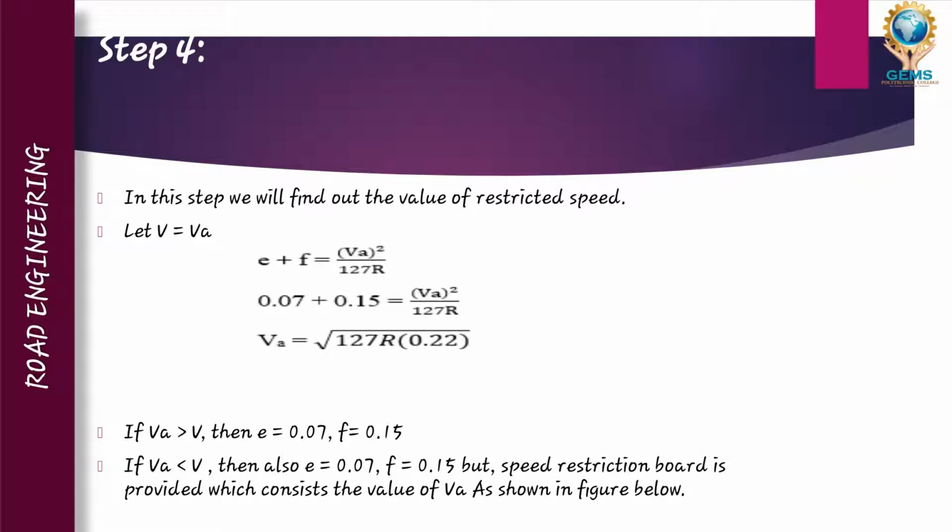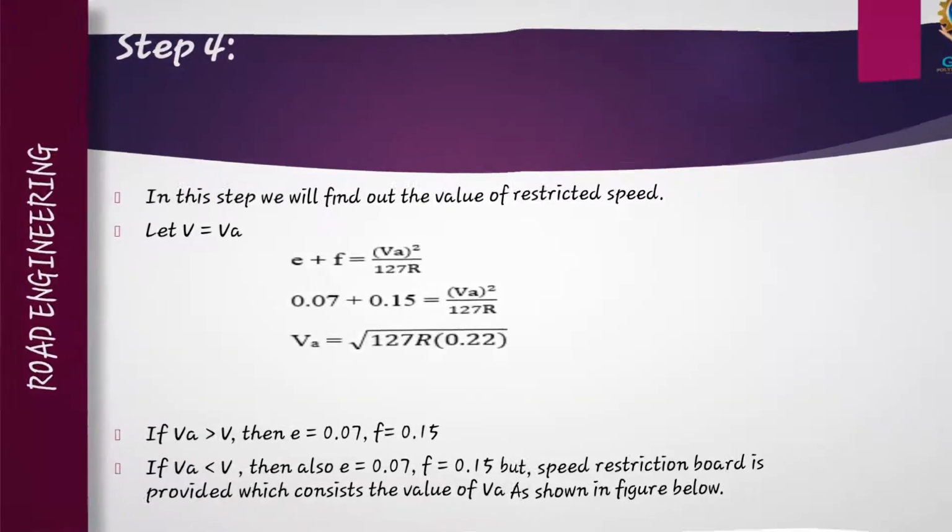But if VA is less than V, then E should be 0.07 and F should be 0.15, but the speed restriction board is provided, which consists of the value of VA as shown in the figure below.